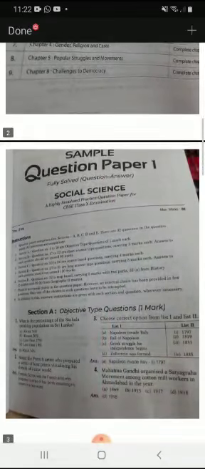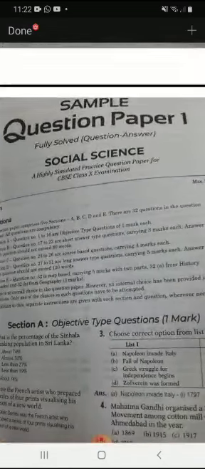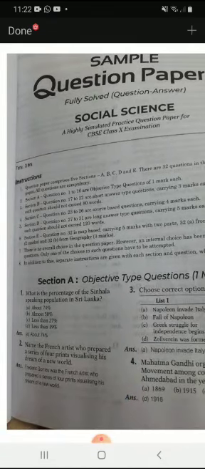Now sample question paper 1. From this I'm taking the objective type of questions today. So you must solve the questions, must see the questions. This time you have to solve all the question papers thoroughly. Most of the objective type questions are very important.